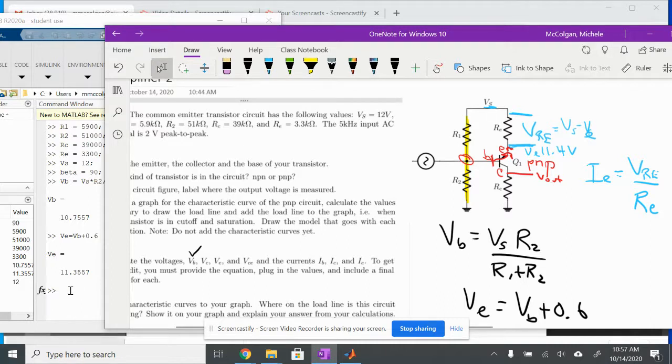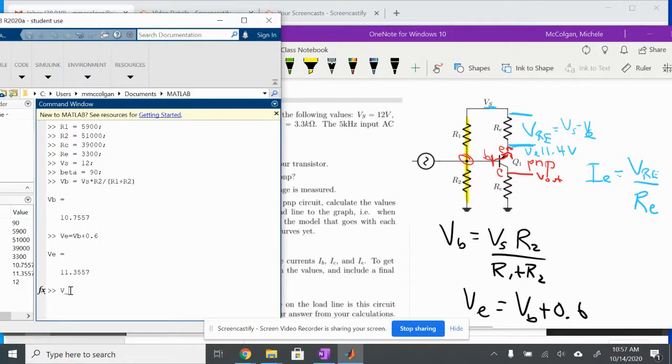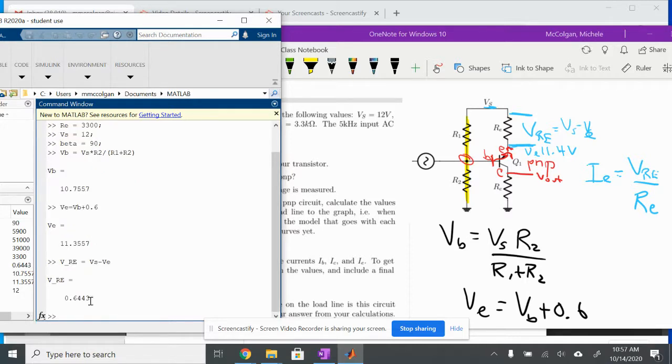Okay, so let's do that. So V of RE is equal to V of S minus VE. And that gives me 0.644, so that's the voltage drop, which makes sense because I've got 12 volts at VS and I've got 11.4, so that makes 11.4 at E. That makes sense. So now I'm going to do IE is equal to V of RE divided by RE.